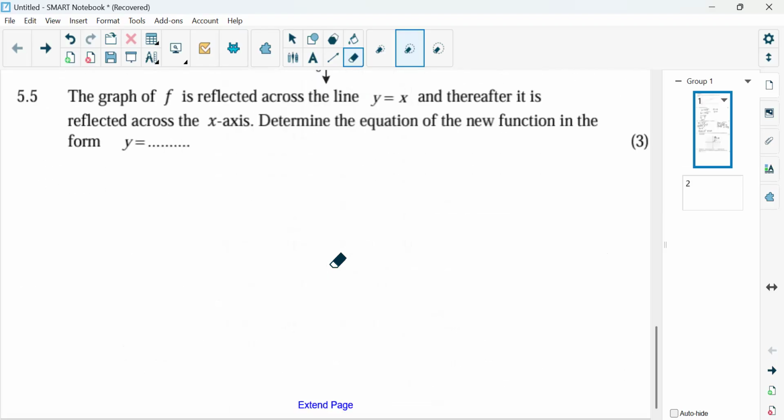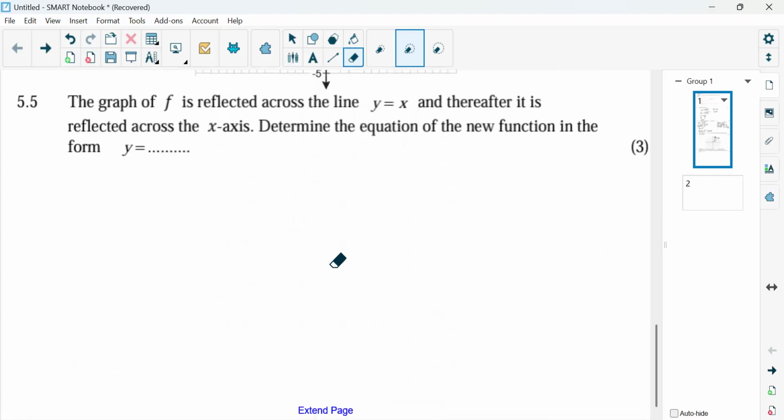We're going to 5.5. So 5.5 says the graph of f is reflected across the line y is equal to x, and thereafter it is reflected across the x-axis. Determine the equation of the new function in the form y is equal to. Remember, guys, we took some of the notes that the senior marker gave us. They said in this case we're supposed to leave our answer as y is equal to. So we shouldn't add things that the examiner didn't ask for.